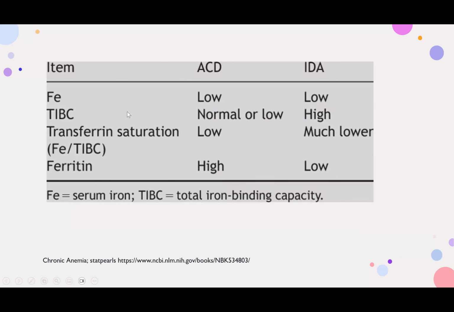And here, what we have is the reference, chronic anemia StatPearls. You can just Google it, write chronic anemia StatPearls. You will find TIBC is going to be low in anemia of chronic disease. It's not high, the TIBC. Could be normal, but it's not high in anemia of chronic disease, okay? And it's usually low. In your exams, it's low.